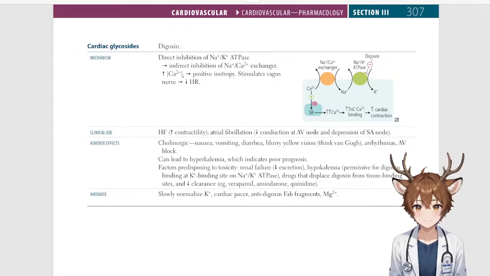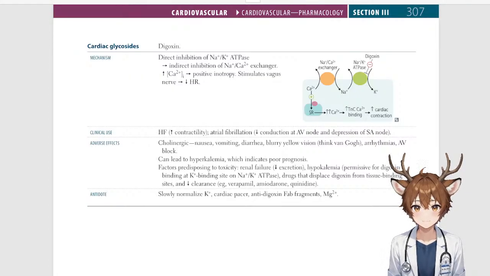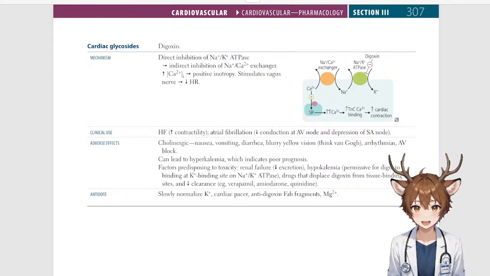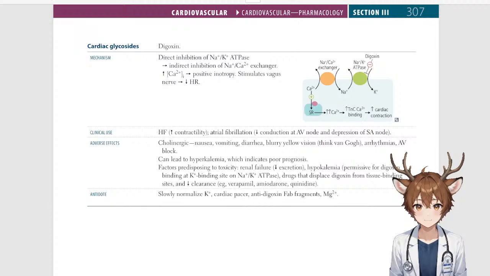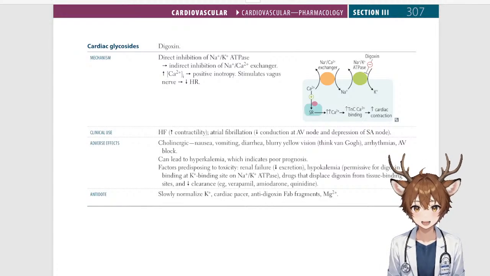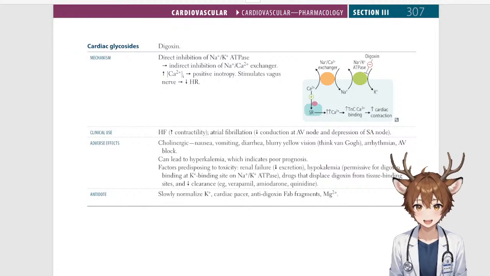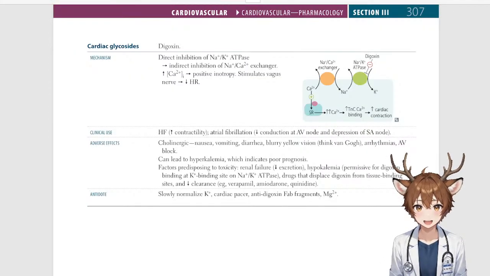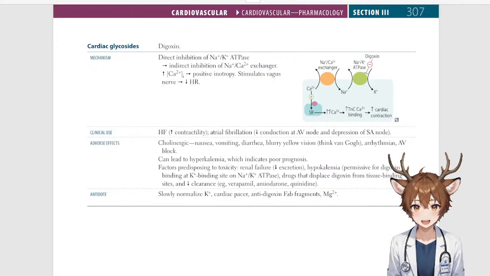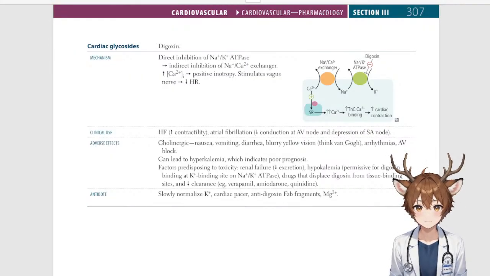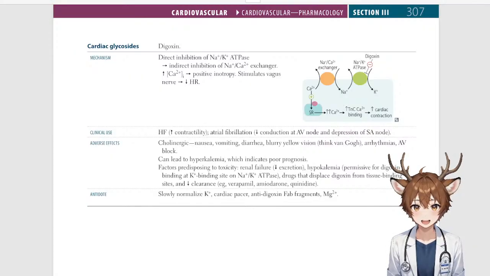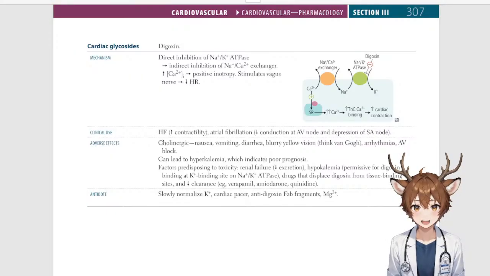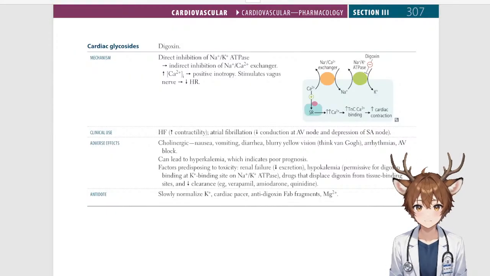The digoxin. Do we have anything on digoxin here? I don't know. Well, they have digoxin right here, yeah. They say cardiac glycosides, and their entire list of cardiac glycosides is just digoxin. That's it. Mechanism of digoxin: direct inhibition of sodium-potassium ATPase, leading to an indirect inhibition of sodium-calcium exchanger. This has an increase in calcium, leading to an increase in positive inotropy, which stimulates the vagus nerve, leading to a decrease in heart rate. And you can see the diagram showing there, it's kind of this indirect method of trying to get that increase in calcium intracellularly, to increase that inotropy, that contractility.